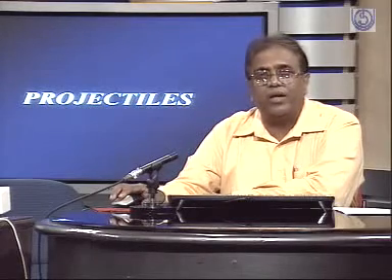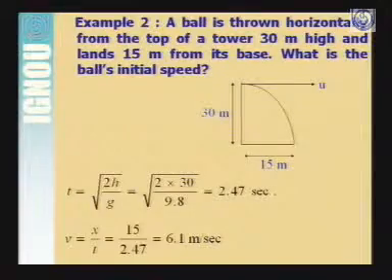Now let us discuss one more numerical. This is another very interesting problem: a ball is thrown horizontally from the top of a tower 30 meter high and lands 15 meter from its base. What is the ball's initial speed?